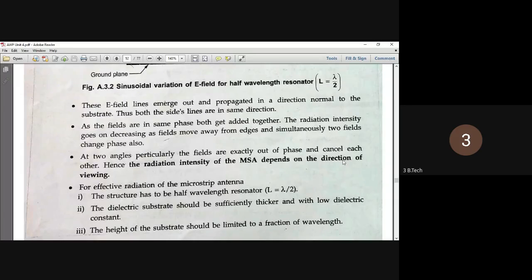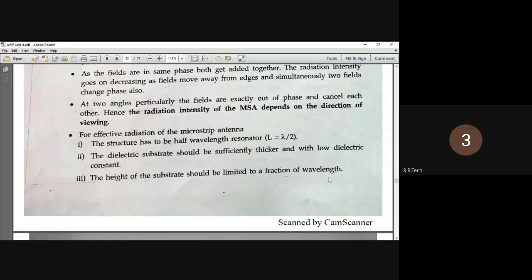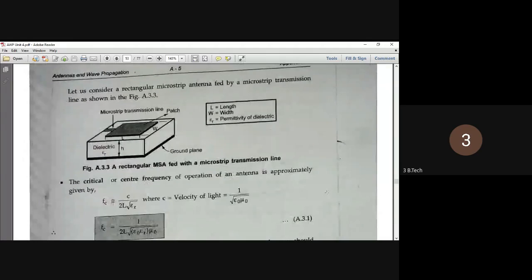Dielectric substrate should be sufficiently thick and with a lower dielectric constant. Height of the antenna should be limited to a fraction of wavelength. And here you can see the rectangular microstrip antenna, dielectric height measure చేసాడు. So dielectric epsilon r1 పైన ప్యాచ్, వెనకాలేమో గ్రౌండ్ ప్లేన్, వెనకాల గ్రౌండ్ ప్లేన్ to reduce the reflections.